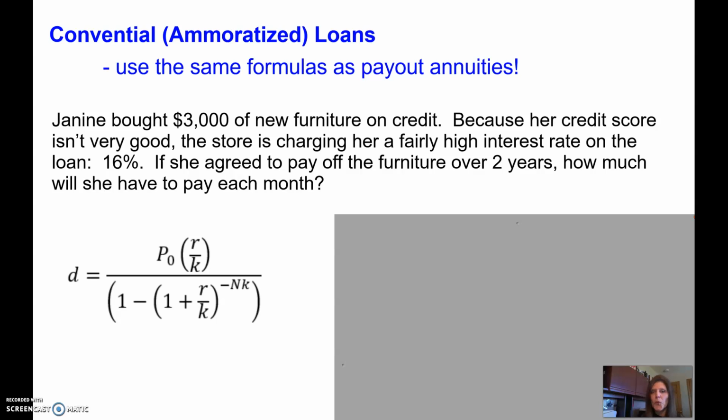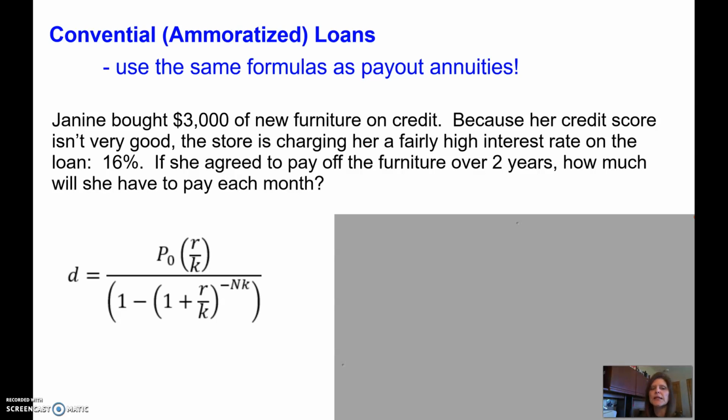And you might be wondering, well, what's the connection? Well, it turns out that amortized loans follow the payout annuity formulas. The reason for that is we need to look at it from the bank's perspective. As far as the bank is concerned, they're depositing a big chunk of money with us, and then they're going to make regular withdrawals, the payments we're sending them, until that is down to zero. So we are paying them the interest for the use of that money that they gave us.